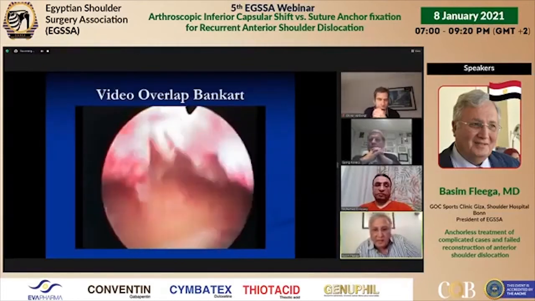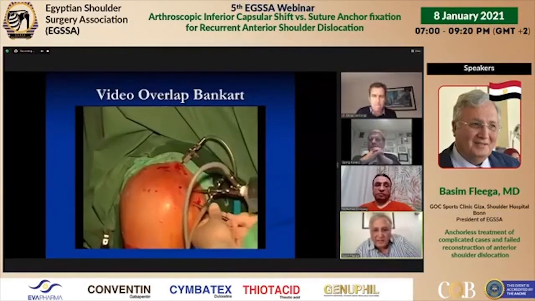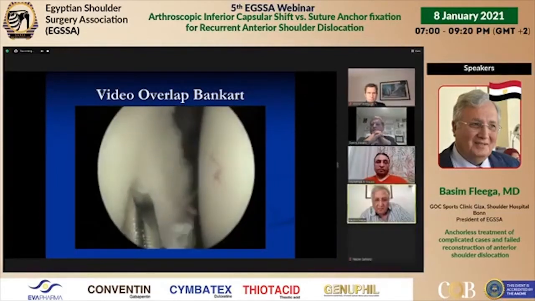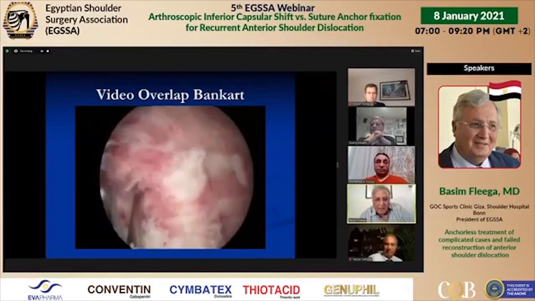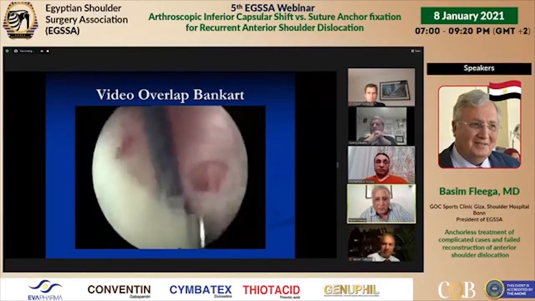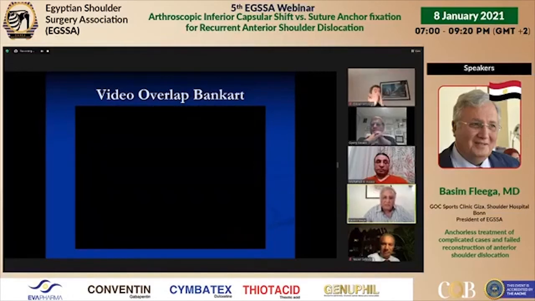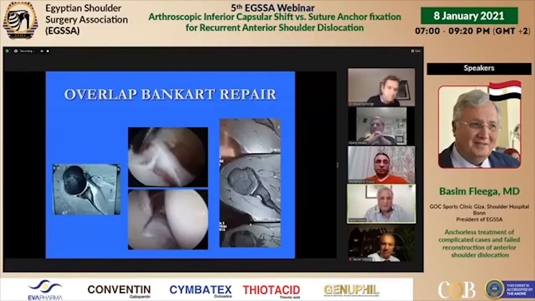Here we see, after abrasion of the anterior glenoid, the wire pushed from the back to make a hole, and then the suture is pulled through the labrum, and then tied to the glenoid. This is on the left before surgery, the MRI, and on the right after surgery, showing the complete healing of the labrum.